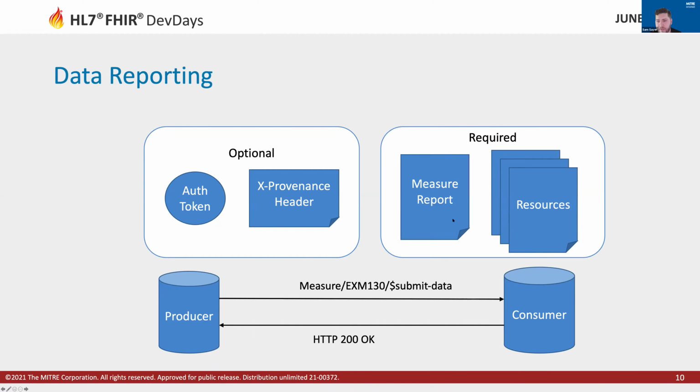And so what you're sending with this is, it's really a set of FHIR parameters, but what you really care about in there is the measure report, which is kind of like a manifest for the data that's coming in, and then the list of resources that are relevant to the measure. And if you're successful with that, you'll get a 200.